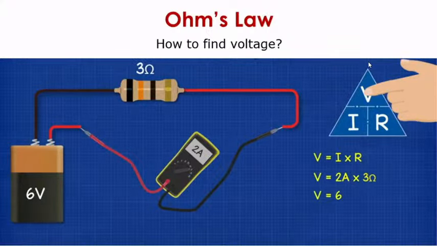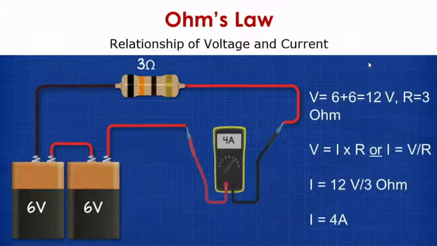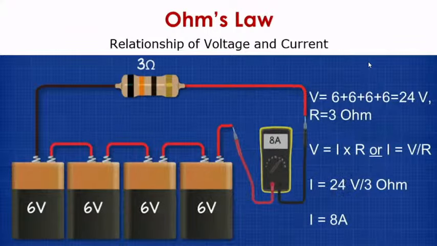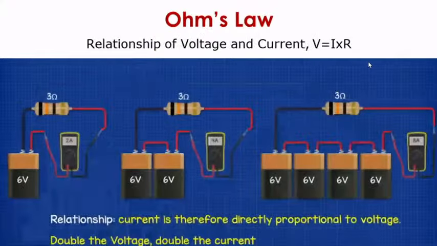Now we'll find the relationship between voltage and current. For that, we add another battery in series. When batteries are put in series, they add. So 6 plus 6 volt is 12 volt. Now we have 12 volt and the resistor is the same 3 ohm. So 12 volt divided by 3 ohm, the current is 4 ampere. Now we add two more 6 volt batteries, so the total voltage is 24 volt. Divided by 3 ohm, the current flowing through the circuit is 8 amperes.